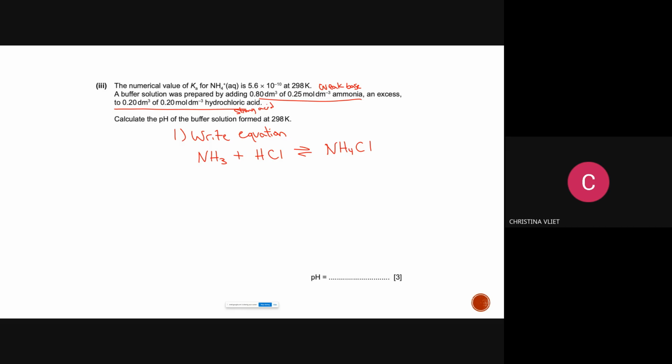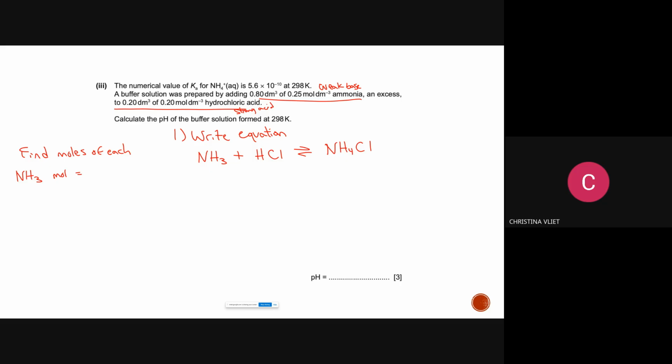NH4Cl. Now what? Find the moles, right? Then I have to find the moles. So find the moles of each using concentration equals moles over decimeter cubed, but we just multiply. So for NH3, what would that be? Multiply these two. This is already in decimeters cubed, so you don't have to change it.